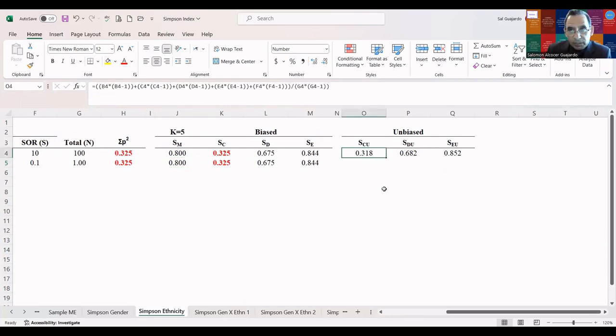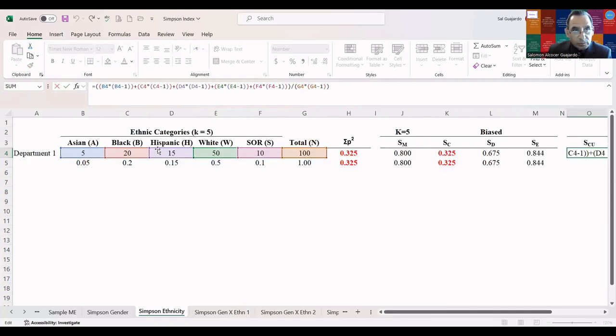Now to calculate the unbiased score for race, for ethnicity, I have to go through each cell. So for the Asian group it's going to be 5 times 4, which is B4 times B4 minus 1. Then I have to do the same thing for the Black work group, which is going to be 20 times 19, or C4 times C4 minus 1. I do the same thing for the Hispanic group, same thing for the white group, same thing for some other race group. I'm going to add each of those products, then I'm going to divide that by 100 times 99.